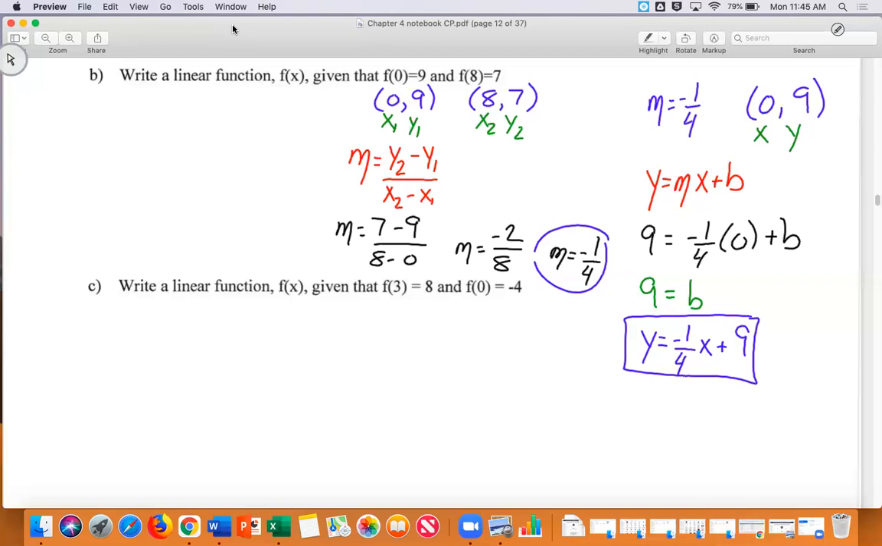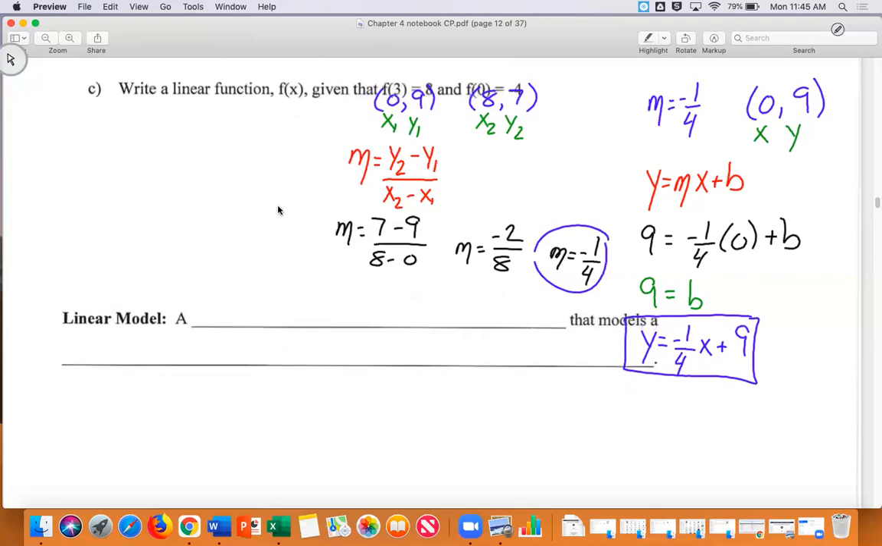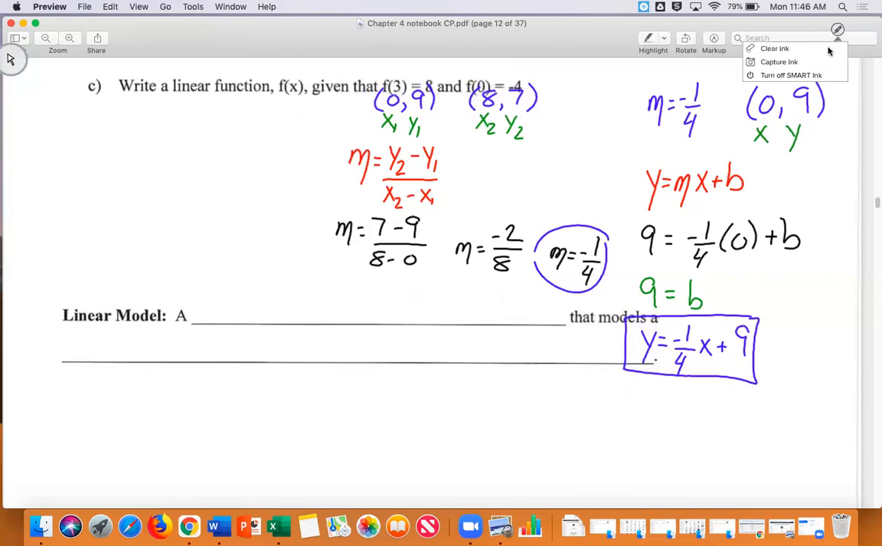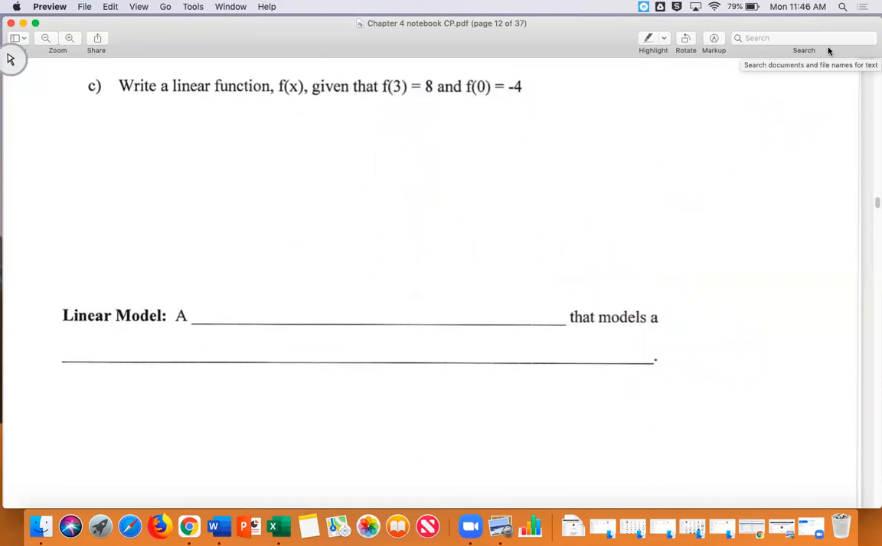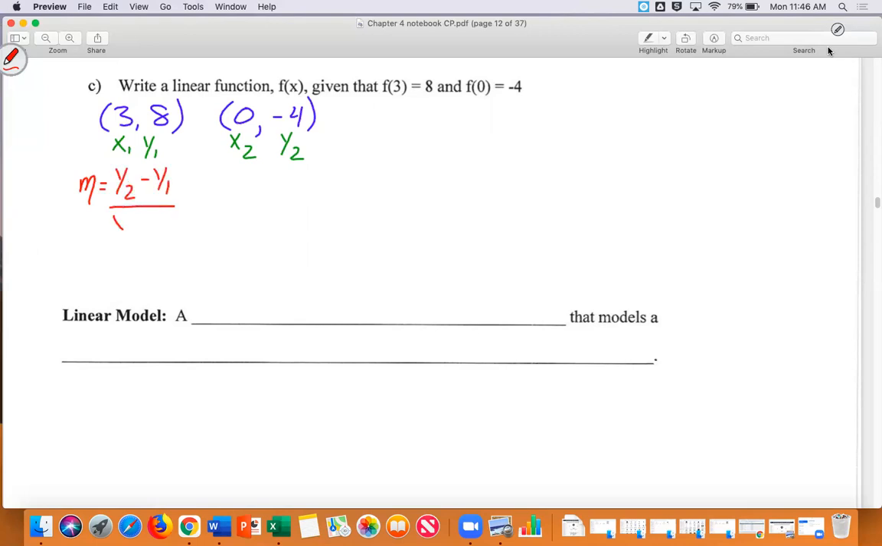All right, let's get started. So here, we want to just rewrite our points from the format they're in to 3, 8, and 0, -4. Step number 1, label. Step number 2, write my equation. The equation I want to use is my slope equation. Whenever you have 2 points, you want to use your slope equation.